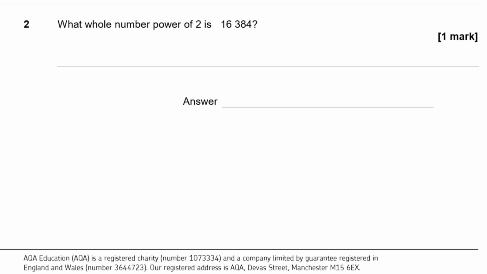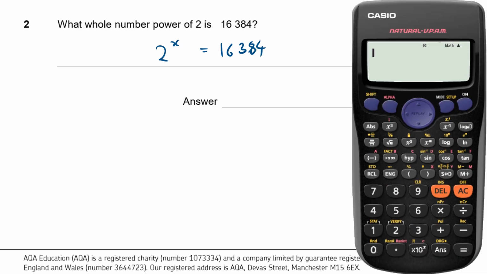Question 2. What whole number power of 2 is 16,384? Okay, so I want 2 to the power of something is equal to 16384. Now we don't know enough maths yet to solve that equation as it is, so what we're going to do instead is use a trial and error approach really.